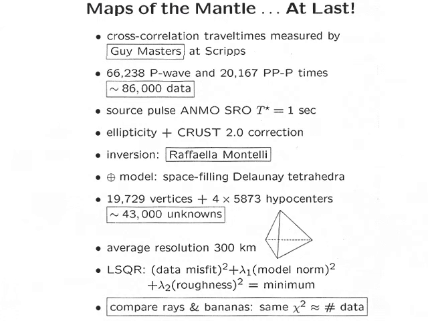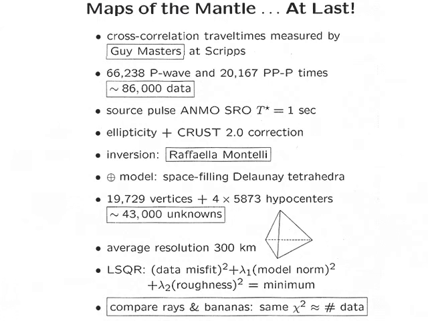And what I'm going to show you are some maps of P-wave heterogeneity in the mantle, which fit his data, which is a small data set, 86,000 data, about 3/4 of which are P-wave times, and 1/4 of which are PP minus P differential times. The inversion was done by Raffaella Montelli, who's a graduate student at Princeton, and she parameterized the Earth model by filling it full of tetrahedra like this, which are roughly speaking 300 kilometers on a side. So that we end up solving 43,000 equations per 86,000 data.